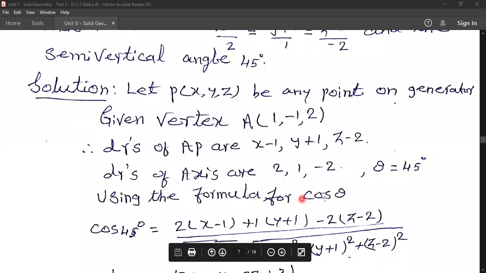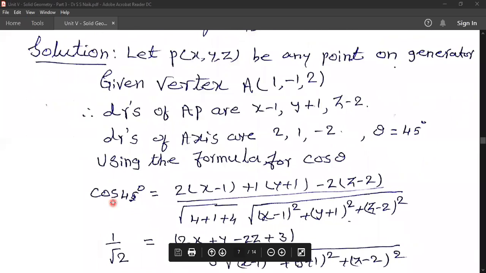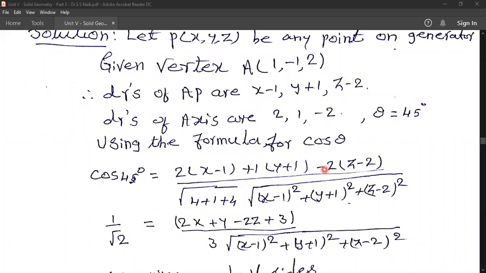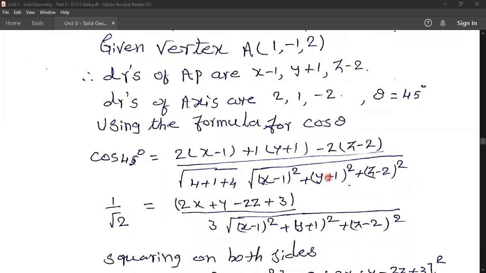Then using the formula for cos theta, what is that? Cos 45 is equal to 2 times (x - 1) plus 1 times (y + 1) minus 2 times (z - 2), divided by the square root of 2 square plus 1 square plus (-2) square, times the square root of (x - 1) square plus (y + 1) square plus (z - 2) square. These are the two square root values.